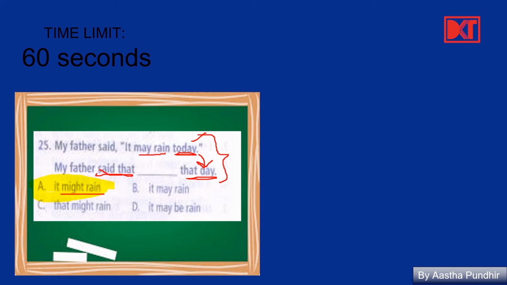So yes, it might rain. Backshifting of tenses is done. The other options: B, it may rain, here backshifting has not happened. C, that might rain. Now, "it" should not be changed to "that". It will remain "it". D, it may be rain. This is also incorrect. Incorrect backshifting. Okay.